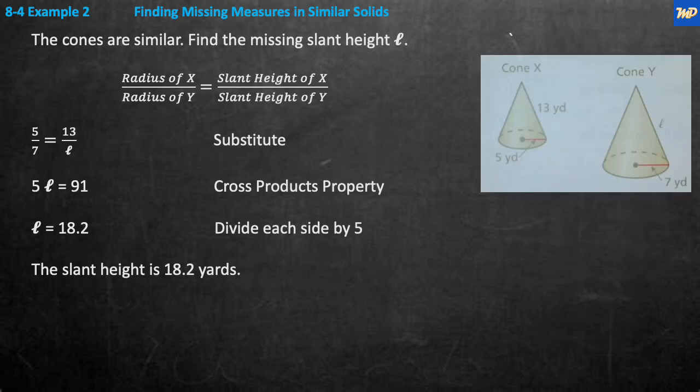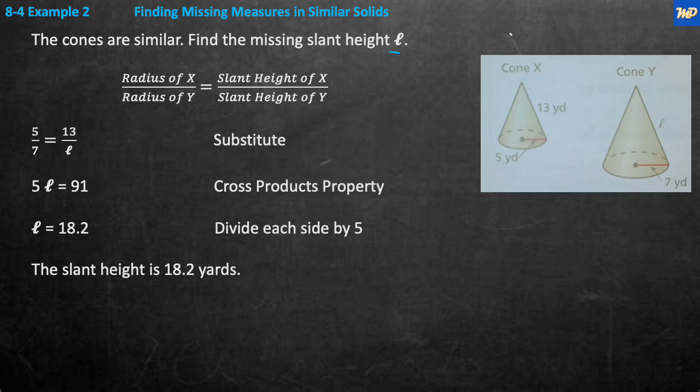Okay, for example 2, finding the missing measures of similar solids. The cones are similar. They're already telling us they're similar, so we don't have to determine if they are or are not. Find the missing slant height, which is this italic L here. I'm using that for the length of this slant height.